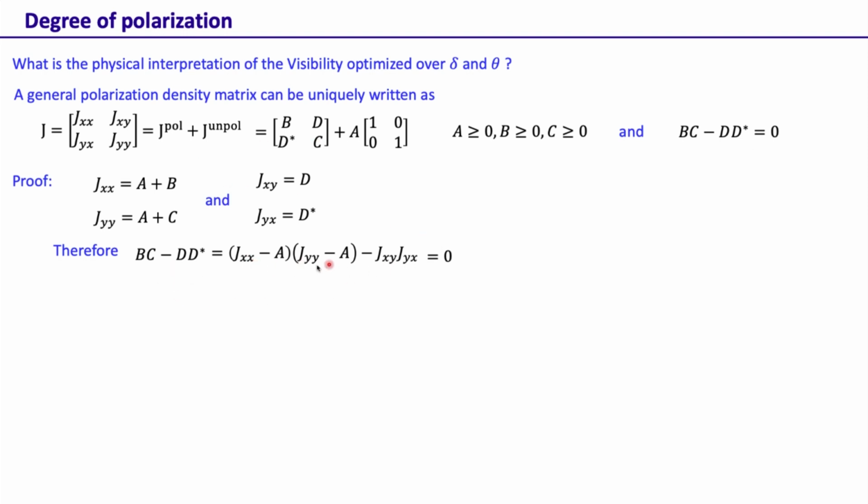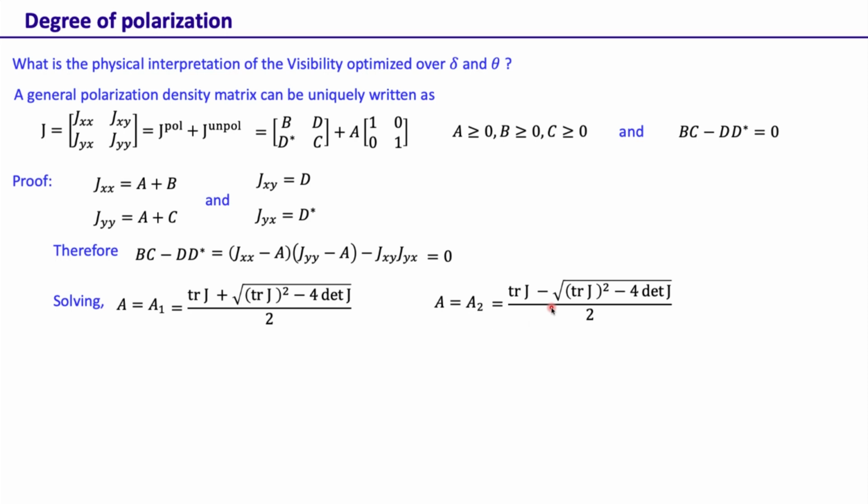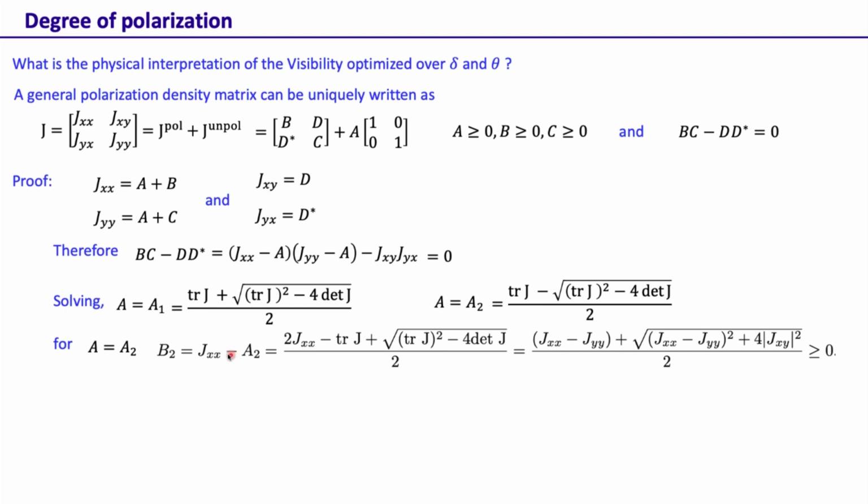Now this is a quadratic equation in A, so it will have two solutions for A, and if we solve it, we find that the first solution is trace of J plus the square root of trace of J whole square minus 4 determinant J, divided by 2, and the second solution is trace of J minus the square root of trace of J whole square minus 4 determinant J, divided by 2. So these are the two solutions. The decomposition involves A, B, C and D, and we have found that this A satisfies a quadratic equation, hence it has two solutions.